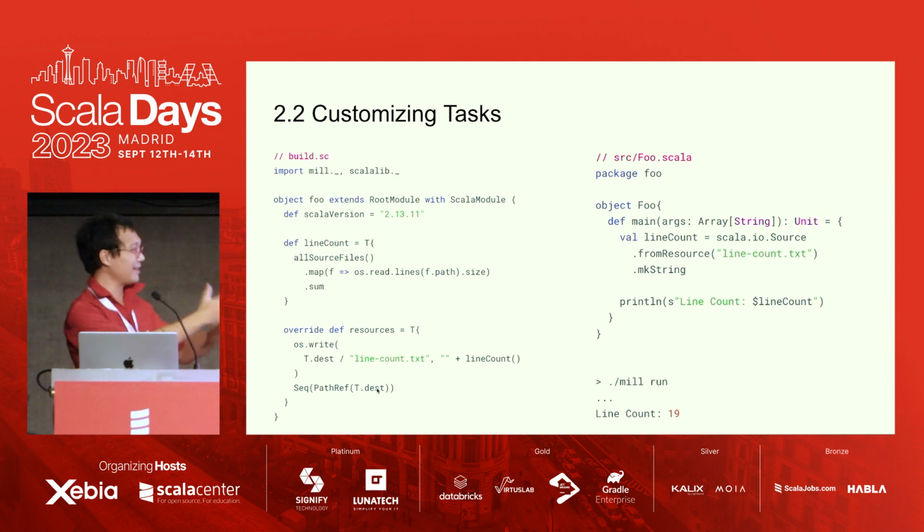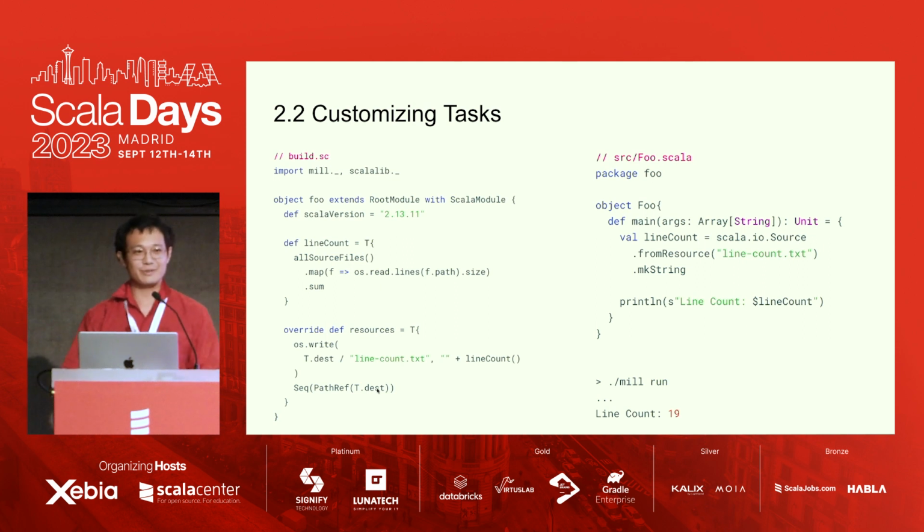It'll take the sources, sum them up, count how many lines there are, put them in the resource folder, and when you run the code, it'll compile it, fish it out at runtime, and read it and print it out for you. So, well, this is kind of a toy example. It shows how easy it is to customize Mill to do the kinds of custom logic common in real-world projects.